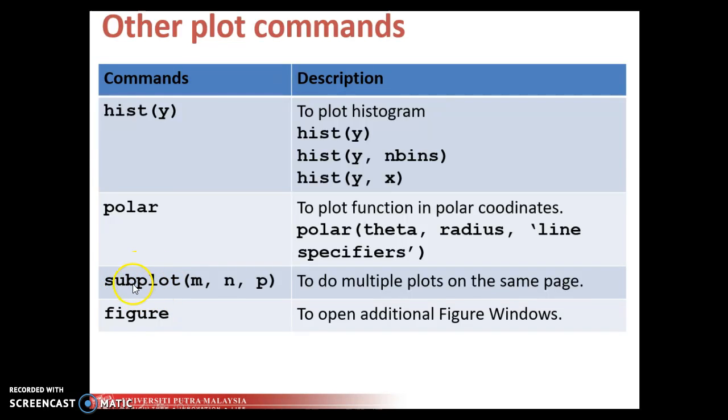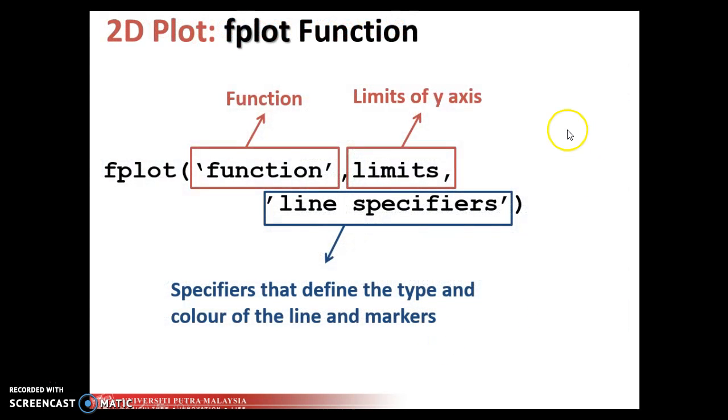This subplot is basically to have several plots in one page, right? And then this figure command is basically to open additional figure windows. For the fplot function, basically it should come with round brackets, and then inside the enclosed round brackets you should write a function with the apostrophe and then the limits, and then followed by the formatting. Okay, coding.